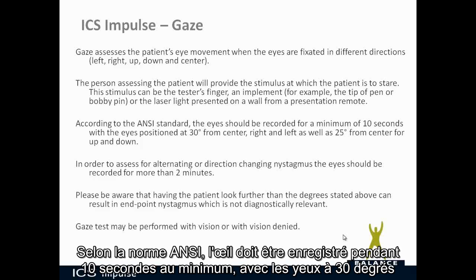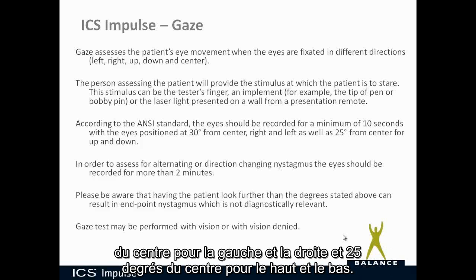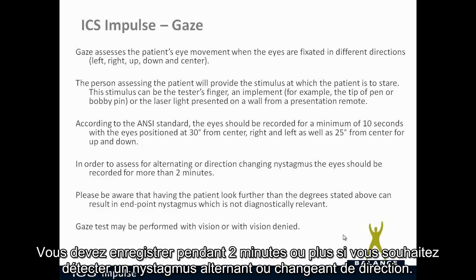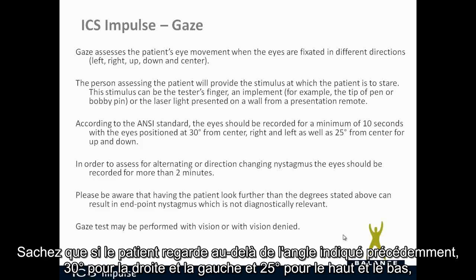According to the ANSI standards, the eyes should be recorded for a minimum of 10 seconds, with the eyes positioned at 30 degrees from center for left and right, and 25 degrees from center for up and down. In order to assess for alternating or direction changing nystagmus, the eyes should be recorded for more than 2 minutes. So you need to record 2 minutes or longer if you're going to catch alternating or direction changing nystagmus.